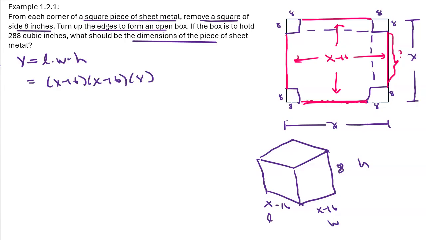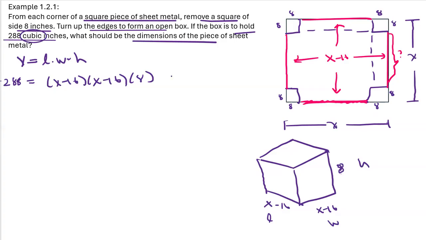All right. And what is that equal to? Do we know the volume? It would be the 288, correct? Because it says the box is to hold 288. Perfect. That's exactly correct. So it's to hold 288 cubic inches. And the key word here is cubic. That represents volume. So we put 288 here.